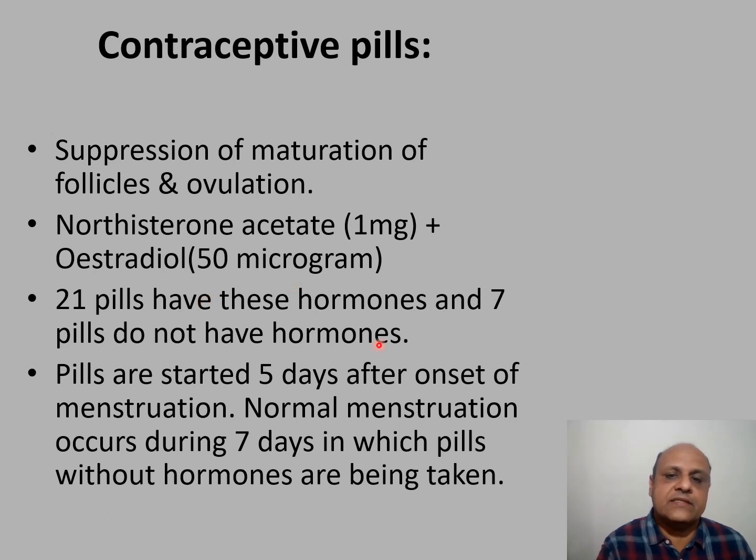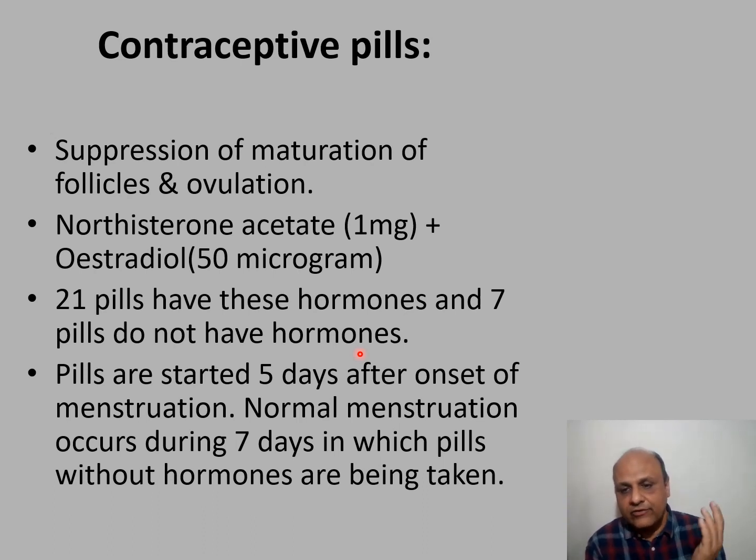So 28 pills are there in the strip, and 21 pills have hormones and 7 pills do not have the hormones. So in the strip there are 28 pills and 21 pills have got the hormones. So after 5 days of bleeding, start of menstruation, the pills are started. Normal menstruation occurs during 7 days in which pills without hormones are taken. This makes sense because it is due to the withdrawal of hormones that bleeding takes place.